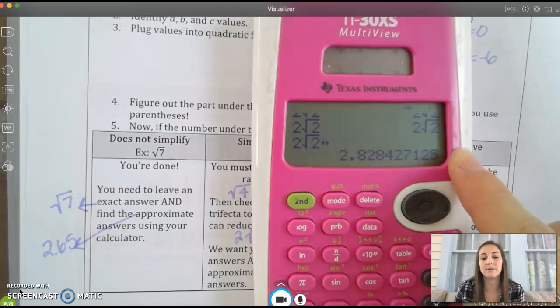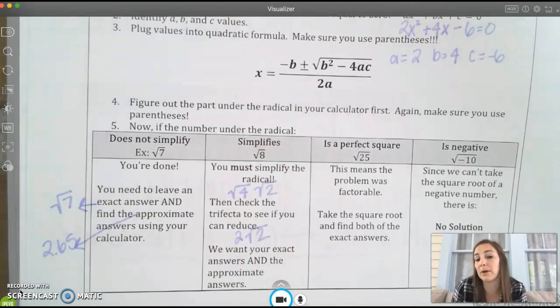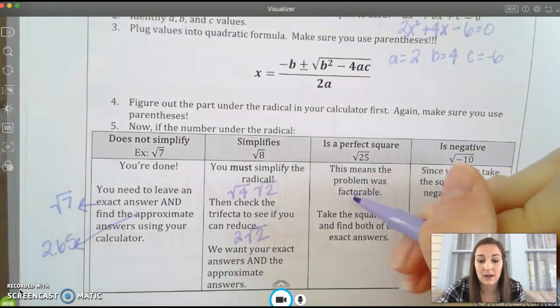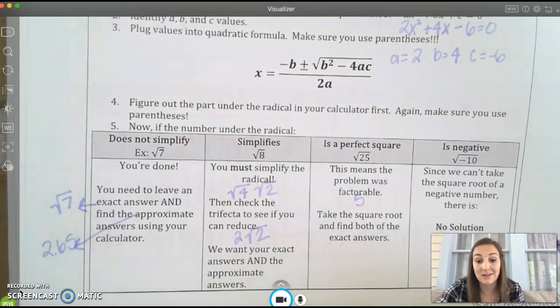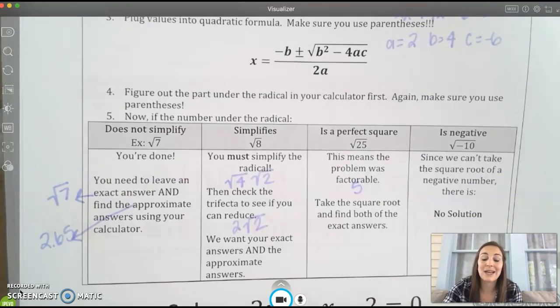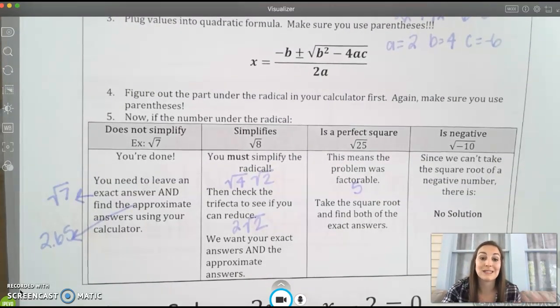Okay, so the next thing is, what if we have a perfect square, like the square root of 25? That means we just take the square root of 25 and we would get 5. And that is the exact answer there, so we wouldn't have an approximate. And then lastly, what happens if we have a negative? As we saw last week, a negative value under the square root is not possible. There's no negative number that can ever be taken the square root of. So we would say there's no solution, okay?